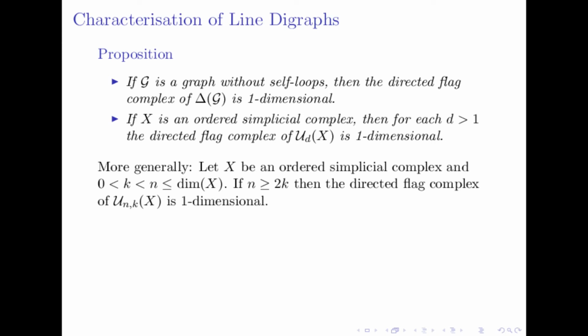In fact, you can prove more than that. So if you have an ordered simplicial complex and k is less than n, which is less than or equal to the dimension of x, then if n is larger or equal than 2k, the directed flag complex of u and kx is one-dimensional. Okay.